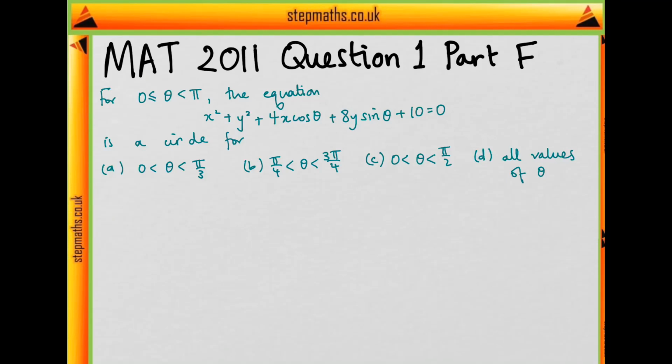Hello, in this video I'm going to go through part F of question 1 on the 2011 math paper. So in this question they want to know when is this equation a circle when theta is between 0 and pi. Well, first let's write this so that it looks more like the equation of a circle.